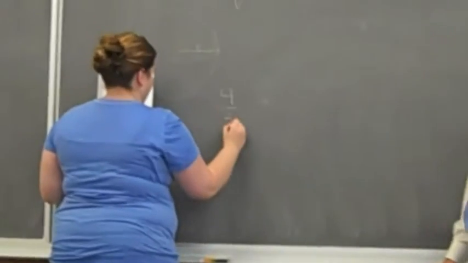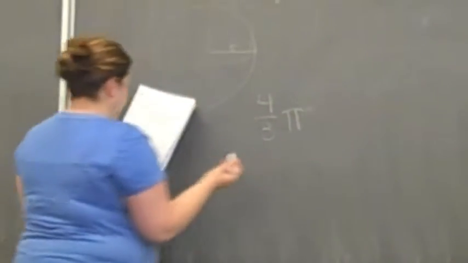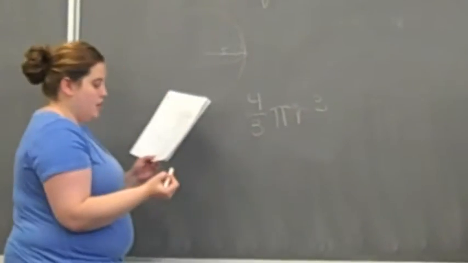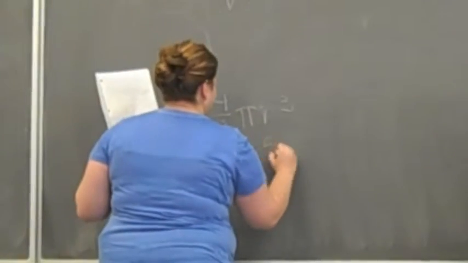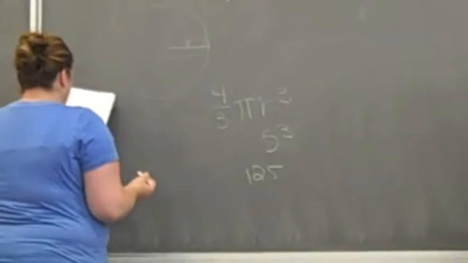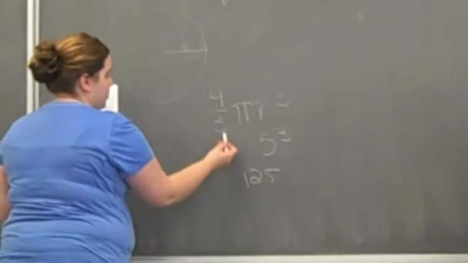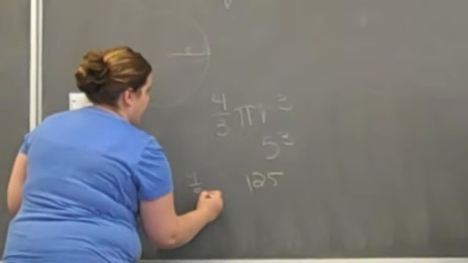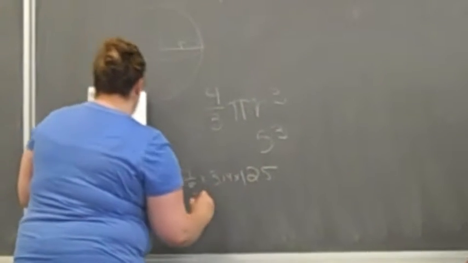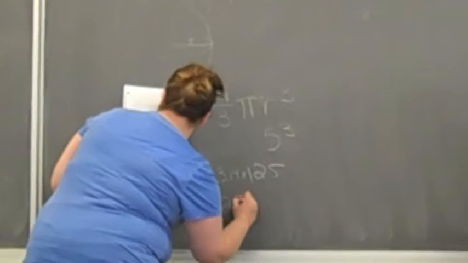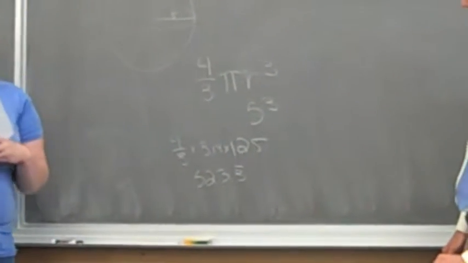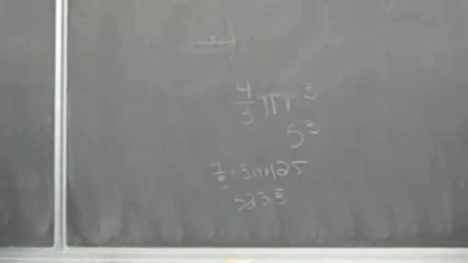I just used the formula, so it's 4/3 pi r to the 3rd. The radius was 5, so I did 5 to the 3rd, which is 125. Then I multiplied it by 4/3, and I used 3.14. And I got 523.3 repeating. So I just used the formula.